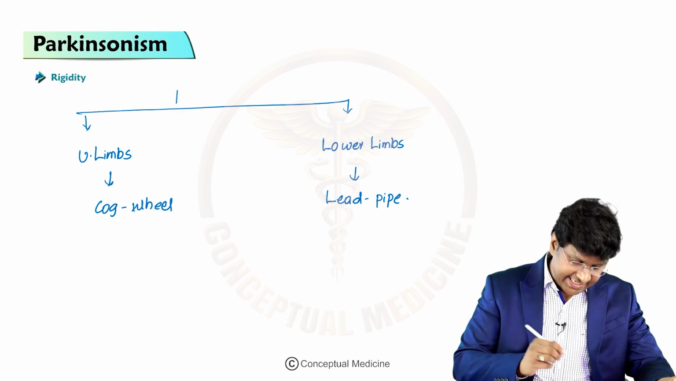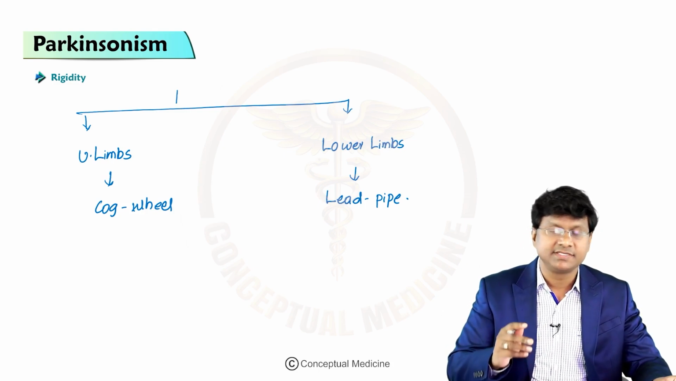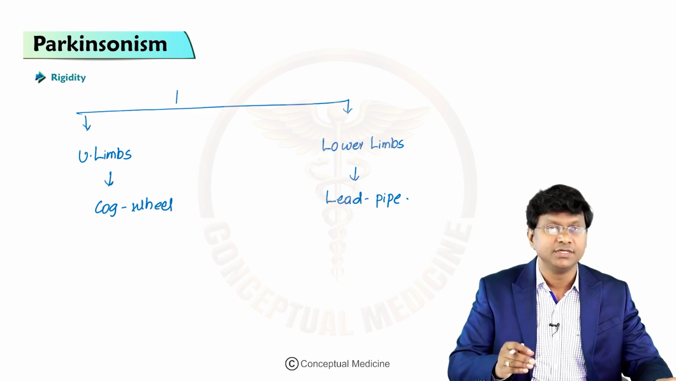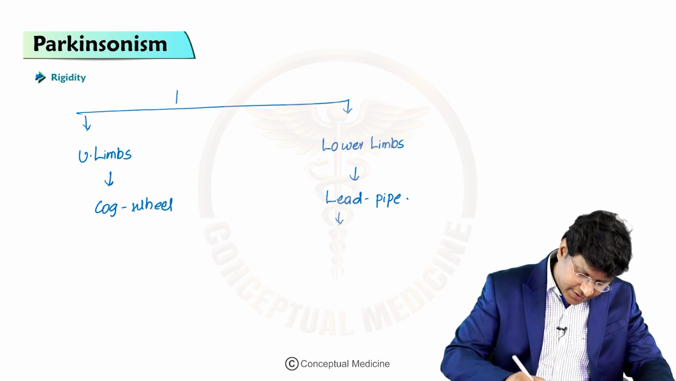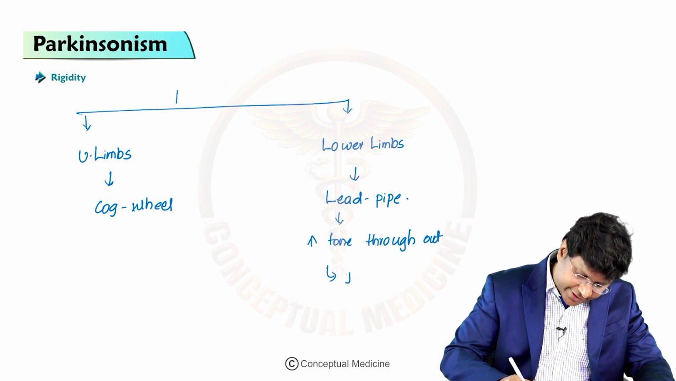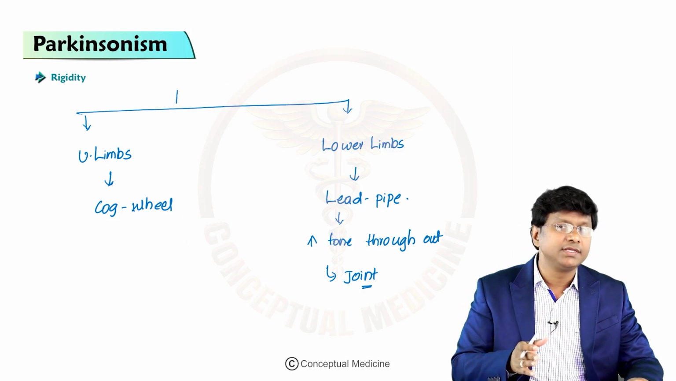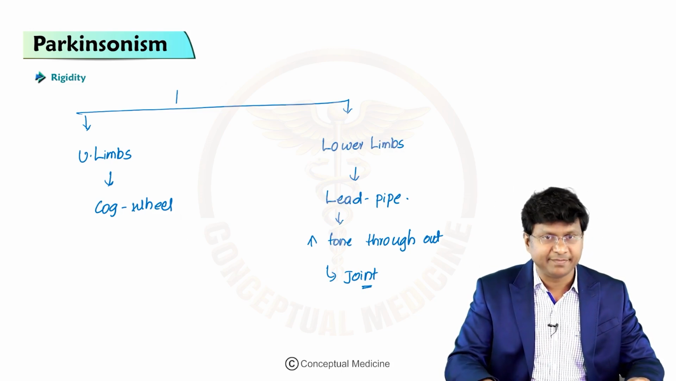And what exactly is the difference between cogwheel and lead pipe rigidity? Lead pipe rigidity is the term used to describe the hypertonicity felt in a Parkinsonism limb throughout the range of movements of the joint. So here there is an increase in the tone throughout the range of movements of the joint. That is what is called lead pipe rigidity.